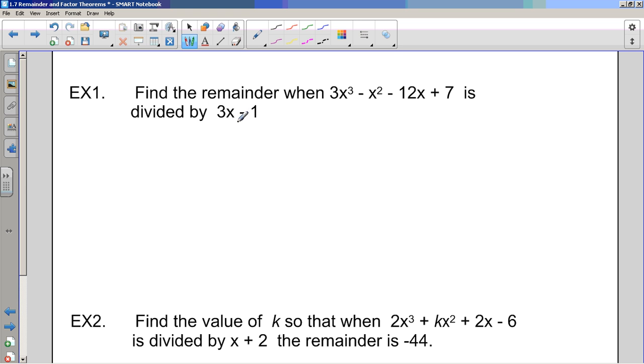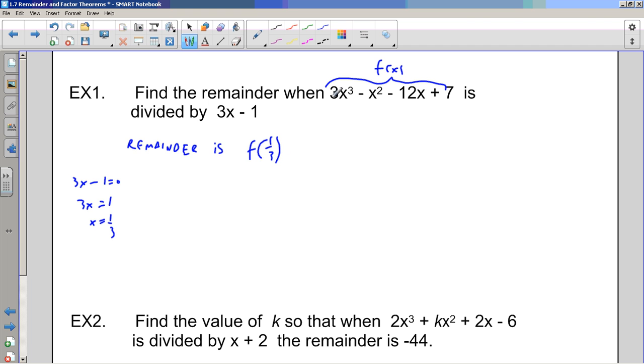It allows us to do some questions like this one: find the remainder when that is divided by that. And we could have done that yesterday by long division, but basically all we need to do is evaluate. The remainder is, if I call this f(x), it's f at, well, what makes this 0? 1/3. Can't see that? Well, think about it in the margin here. What makes that 0?